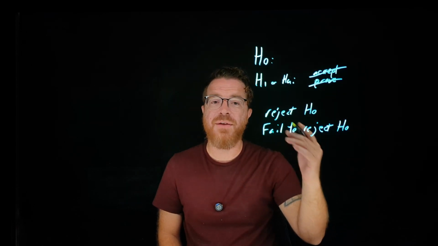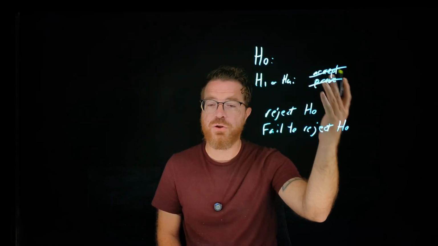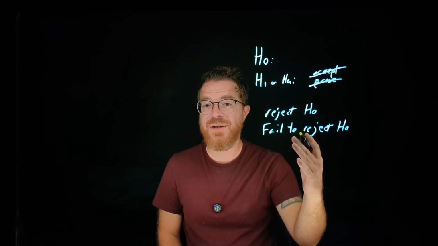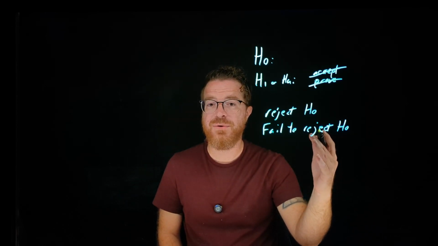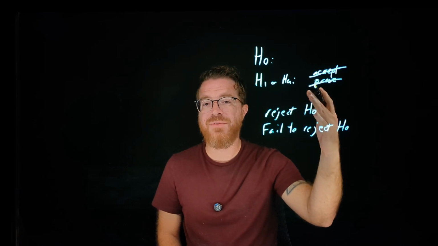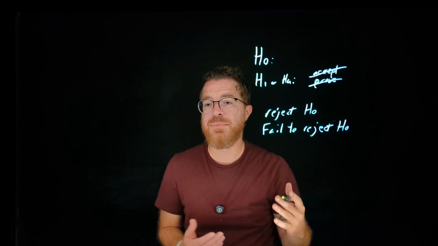What we do is we have enough evidence to reject the null hypothesis, strengthening our case, or we don't have enough evidence to reject it, meaning we failed to reject the null hypothesis, which means that we don't have enough evidence to say that our alternate seems to be true.